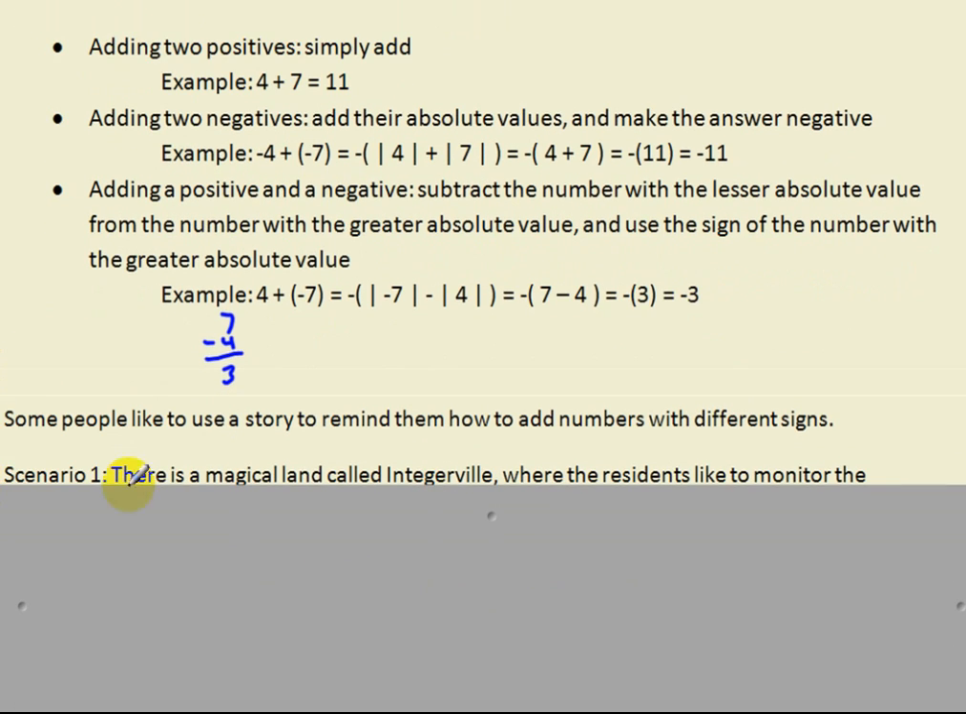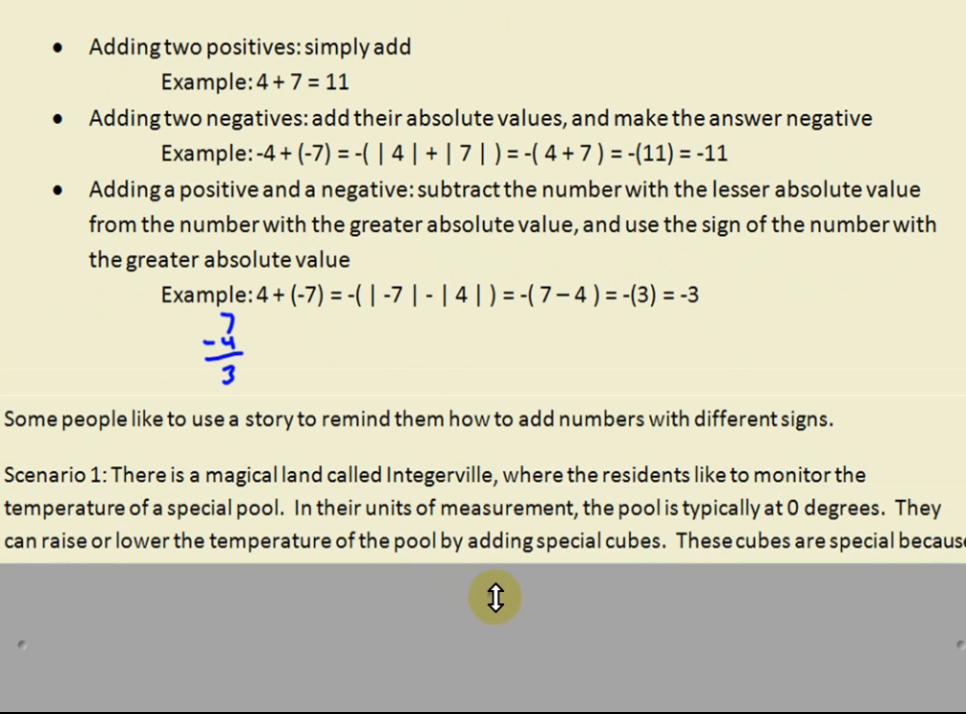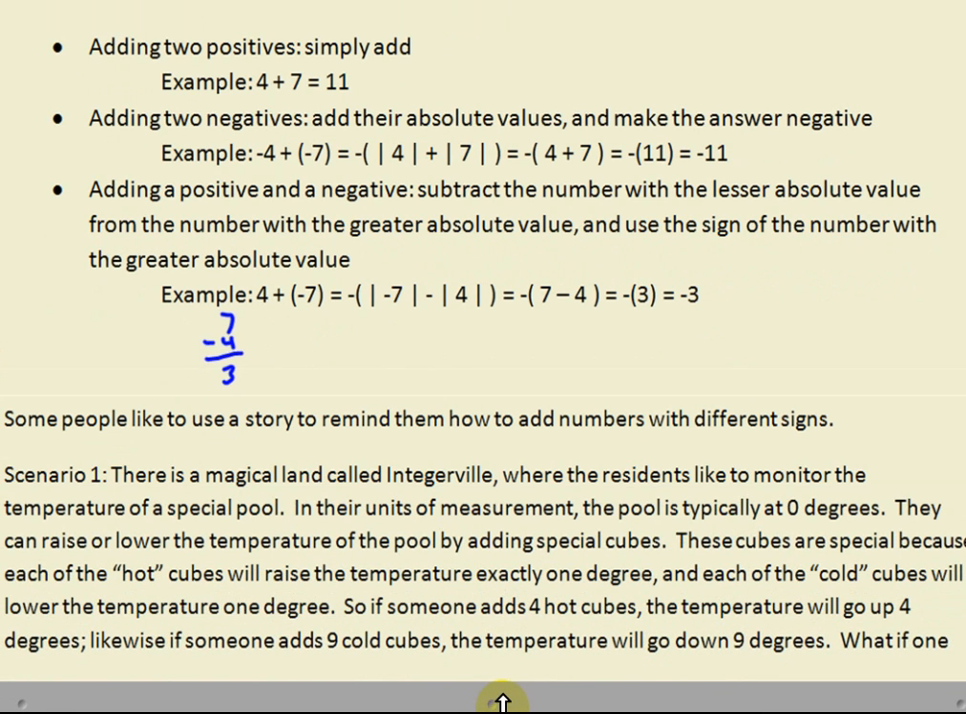Some people like to come up with some sort of a story to try and remember how this works when you're adding a negative and a positive. So here's one scenario. You have a magical land called Integerville, and here the residents like to monitor the temperature of a special pool. In their units of measurement, the pool is typically at 0 degrees. They can raise or lower the temperature of the pool by adding special cubes. These cubes are special because each of the hot cubes will raise the temperature exactly 1 degree. Each of the cold cubes will lower the temperature exactly 1 degree.